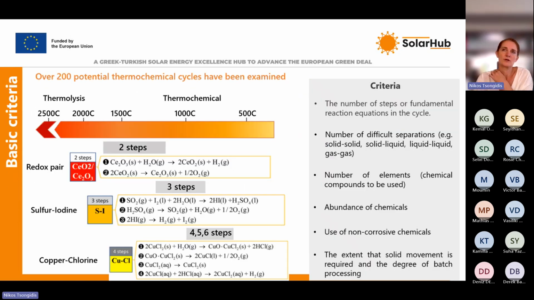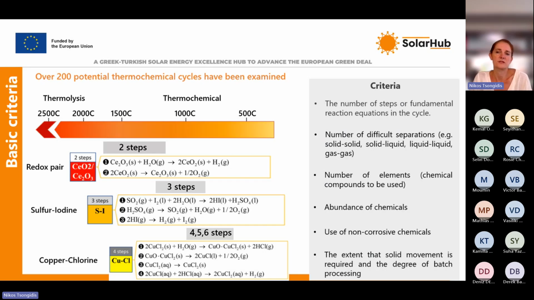And there were more than 200 thermochemical cycles that were investigated that were characterized by different steps: two-step cycles, three-step cycles, or even higher, 4, 5, 6-step cycles that would involve different reactions that could facilitate the splitting of water mainly, and at temperatures that were below the thermolysis required temperature of 2000 degrees Celsius.